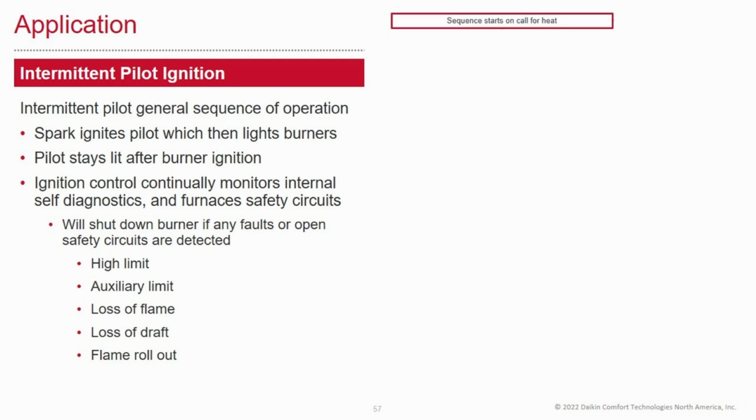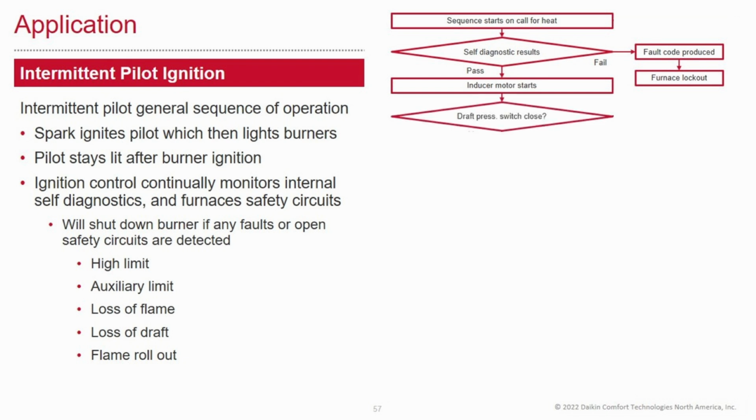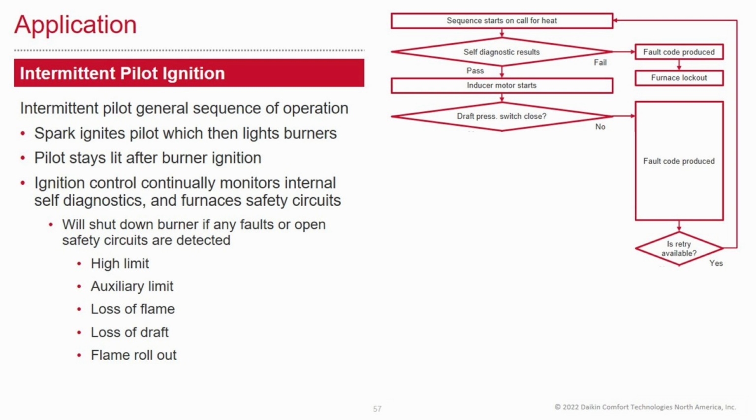The sequence starts with a call for heat. It goes into a self-diagnostic state. If the self-diagnostics fail, then a fault code is produced and the furnace is locked out. If the self-diagnostics passes, the inducer motor will start. Once the inducer motor starts, the draft pressure switch will close. If it does not close, it sets a fault code and will retry and starts the sequence over again. If the pressure switch still doesn't close after trying a pre-programmed number of times, the furnace locks out.